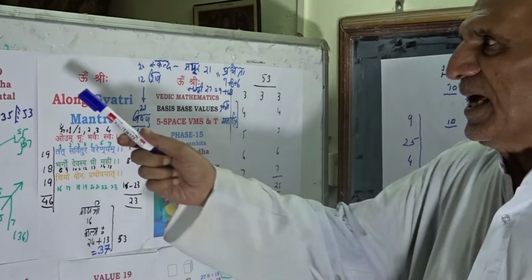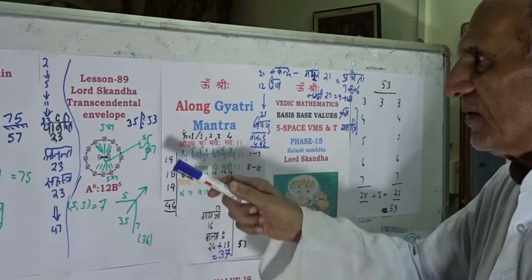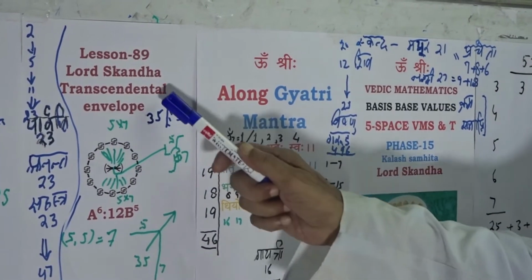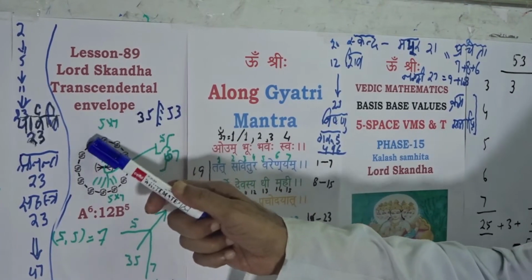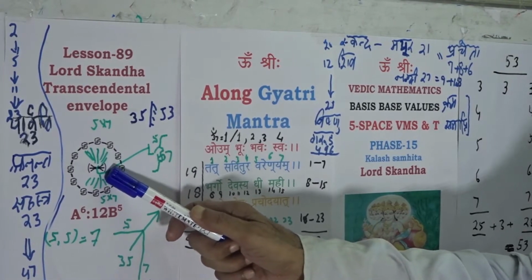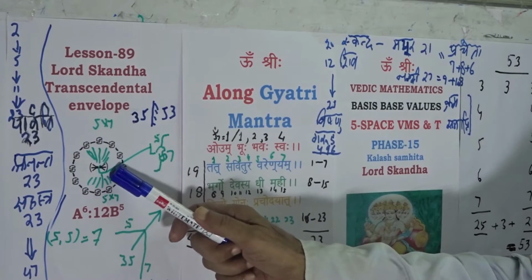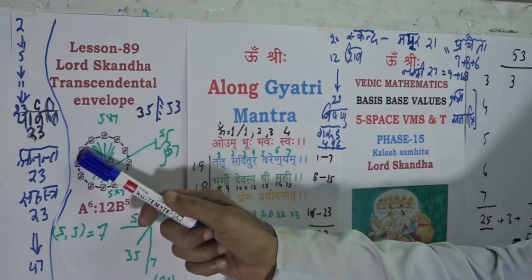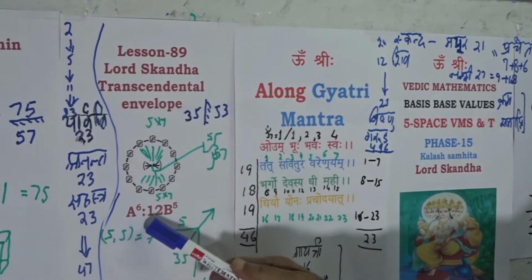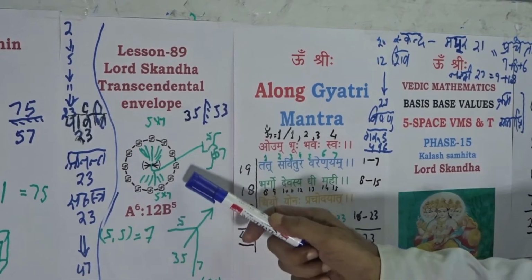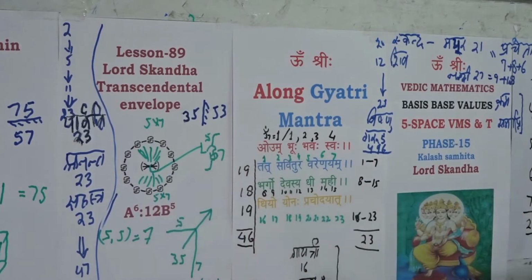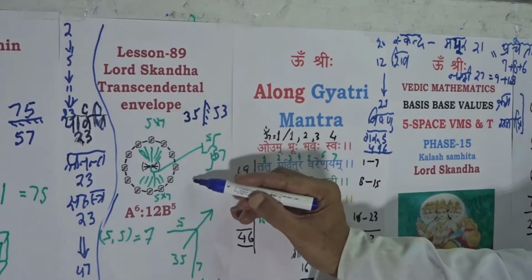In this lesson 89, we are focusing upon the transcendental envelope. Transcendental envelope is of 12 components, and the self-referral domain, 6-space domain, hypercube 6, is accepting a transcendental boundary of 12 components. A^6 is to 12 B^5 is the domain boundary formulation of the hypercube 6, the representative regular body of a 6 space.